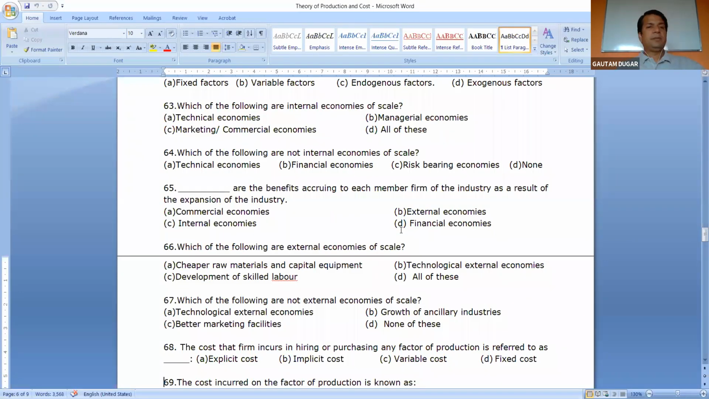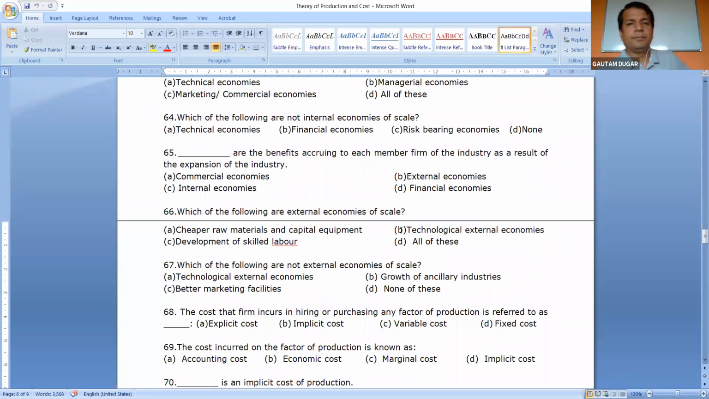65, everyone, just go through it. Dash the benefits accruing to each member of the industry as a result of the expansion of the industry. That means if the industry is expanding, that means that all the firms will get those benefits. Then they have which benefits? They are called external economies. Next question was 66.